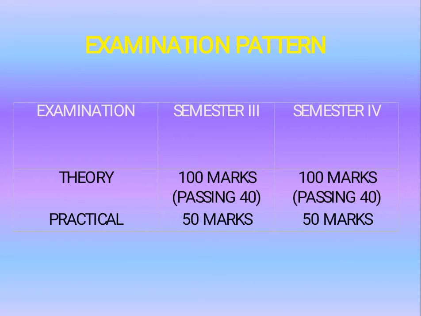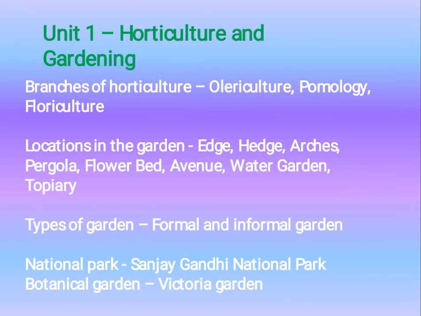The examination paper pattern will be the same as semester 3: 100 marks for the theory paper and 50 marks for practical. So there is no change in the semester 4 examination paper pattern. In semester 4 Botany Paper 3, you will have 3 units. Unit 1 is horticulture and gardening, then unit 2 and unit 3.